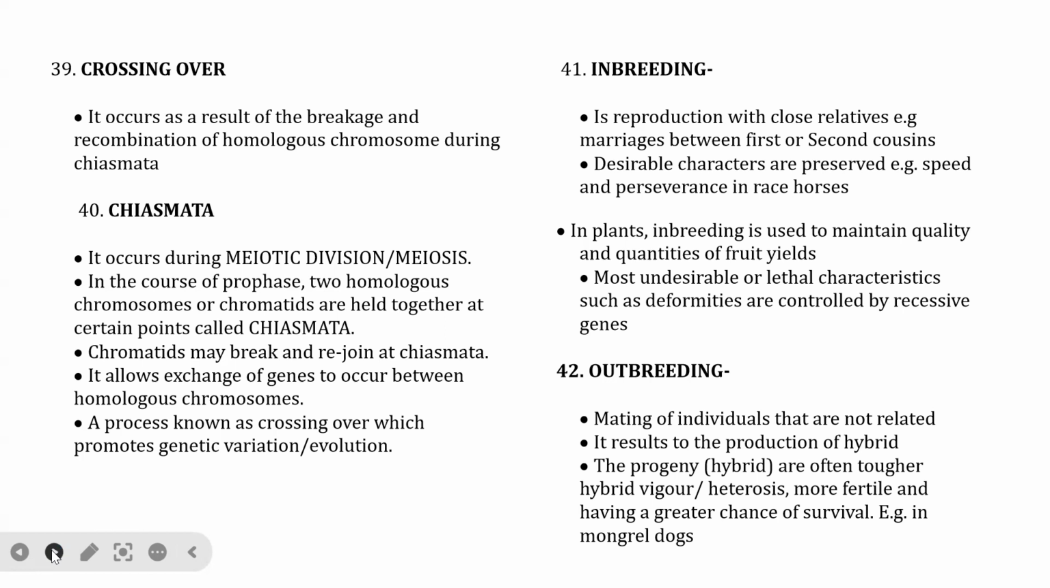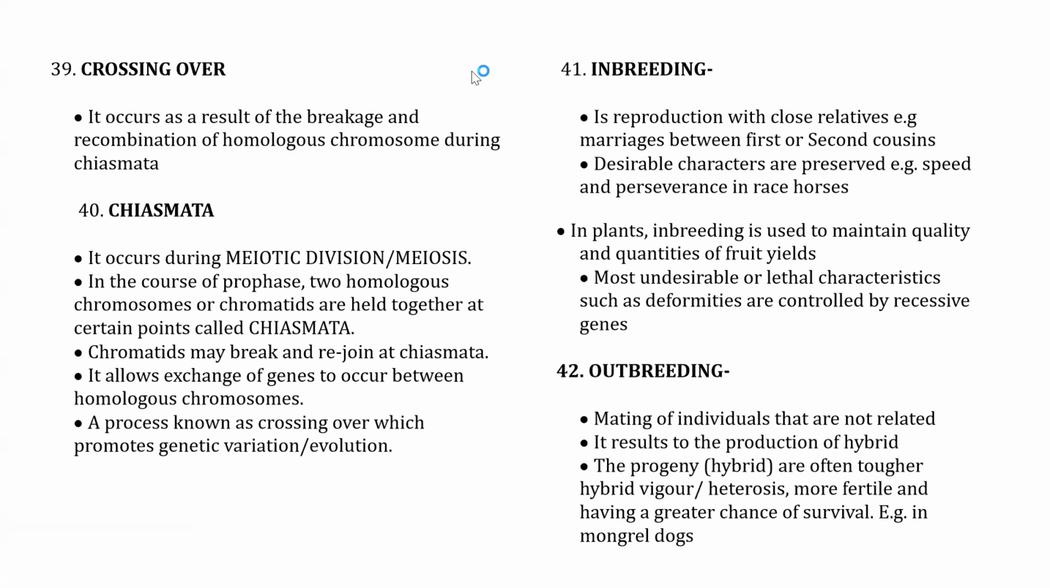Chiasmata occurs during meiotic division, that's meiosis. In the course of prophase, if you remember your prophase very well, two homologous chromosomes or chromatids are held at a certain point called the chiasmata. Chromatids may break and rejoin at chiasmata. It allows exchange of genes to occur between homologous chromosomes, a process known as crossing over, which promotes genetic variation and evolution. So I think that's straightforward. I've explained it also earlier. Now that is another confirmation.